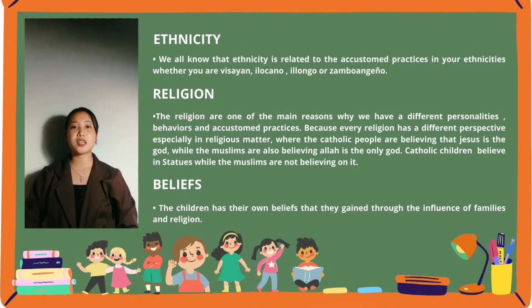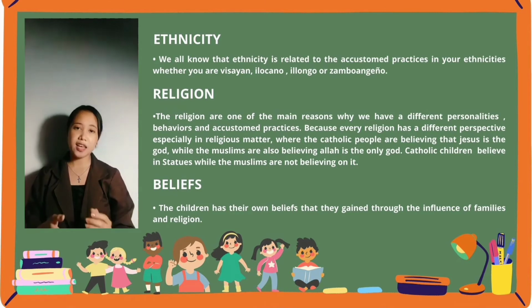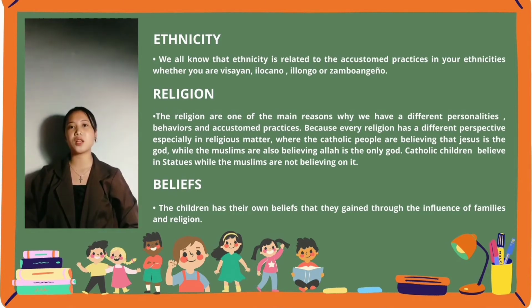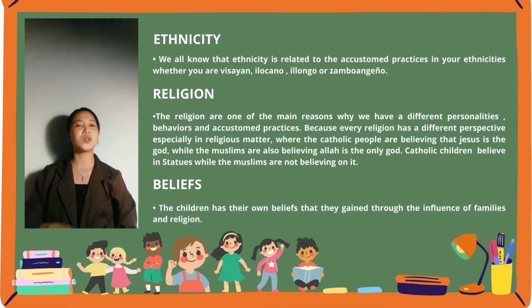The second factor is ethnicity. We all know that ethnicity is related to accustomed practices. Whether you are Bisaya, Ilocano, Ilonggo, or Sambungueño, for example, in the ethnicity of Sambungueños, we have different customary practices that include the foods we cook and prepare in different celebrations or events. That's why most Sambungueño children prefer to eat humba, papaitan, and lechon rather than Bicol Express and other foods from different ethnicities.